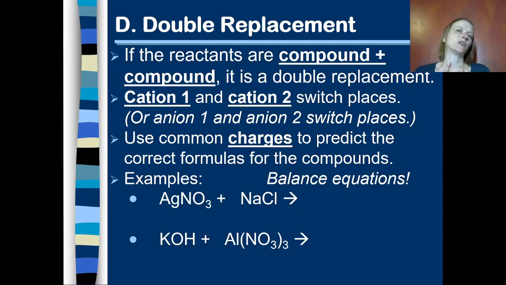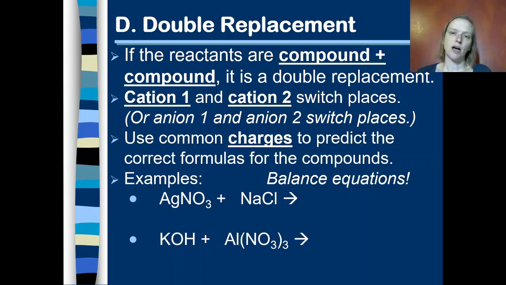So how do you predict the products of a double replacement reaction? First of all, you need to identify that it's a double replacement reaction. If I give you an equation where you have to predict the products where the reactants are a compound plus a compound, then you know it's a double replacement reaction. I think the best approach is probably to just switch the places of cation 1 and cation 2. If you always do that, then you should be in a good position. If you prefer, you can switch the anions, but just pick one system and stick with it once you find something that works for you.